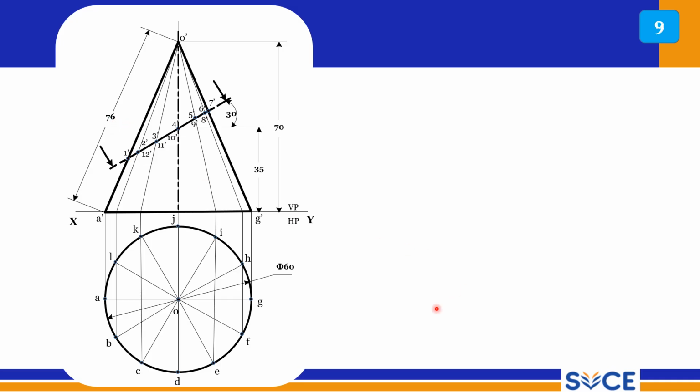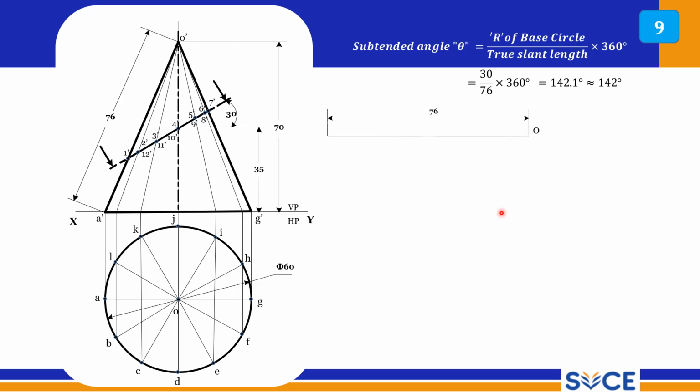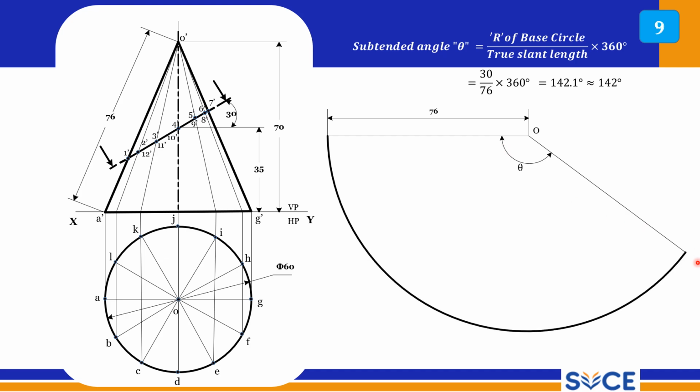Using 76 mm, you draw the line here, and another radial line can be drawn using the subtended angle theta. I am getting 142.1 degrees, so I am making it a round figure, 142 degrees. At 142 degrees you can draw another radial line, and join these using a thick arc. So directly you can draw the thick arc.